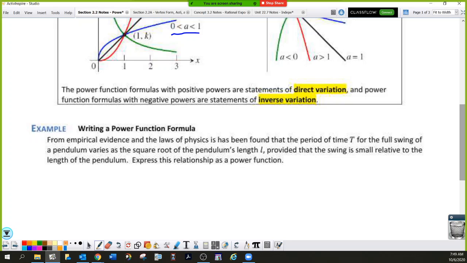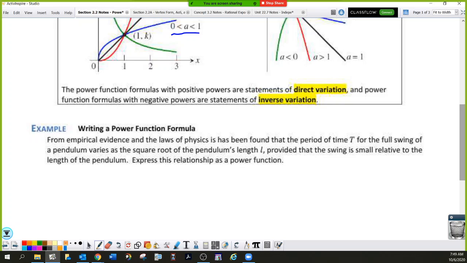Got it? Yes? 0 exponent is, x to the 0 is just 1. So you would just have, remember when on Desmos when I had that straight line at y equals 1? That's no variation at all because it's constant. So positive exponent, direct variation, negative exponent, inverse variation.